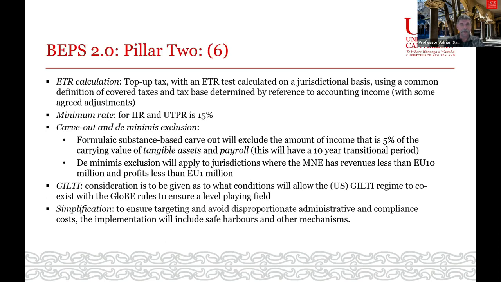The minimum rate, not only for the standard ETR, but for the IIR and UTPR is also 15%. However, you shouldn't be entirely surprised, there's going to be some carve-outs and some de minimis exclusions. So there's going to be a formulaic substance-based carve-out to exclude the amount of income that is 5% of the carrying value of tangible assets and payroll, and this will have a 10-year transitional period. There will also be a de minimis exclusion. So if an MNE has revenues less than 10 million euros and profits less than 1 million euros in a jurisdiction, then that jurisdiction falls out. So we don't need to look at or apply ETR calculations there.